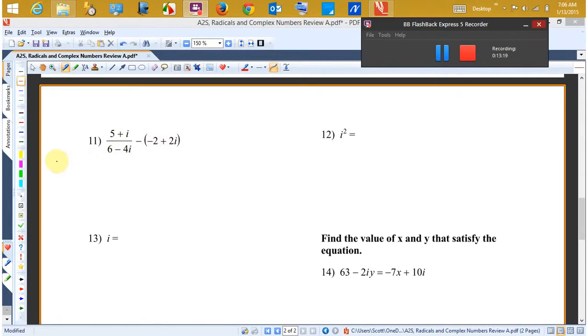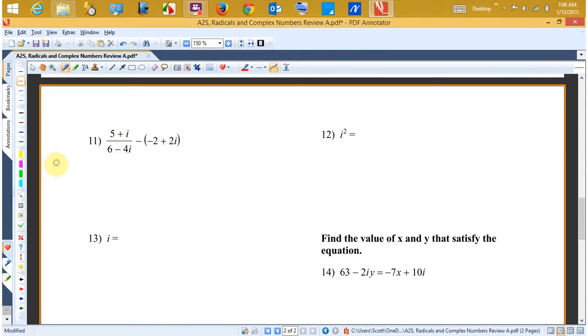So what we're going to need to do is 5 plus i all over 6 minus 4i. And now we're going to take this and multiply by the complex conjugate of the base of the denominator. So that would be times 6 plus 4i all over 6 plus 4i. And then once I get done with that, I'm going to subtract the 2 plus 2i.